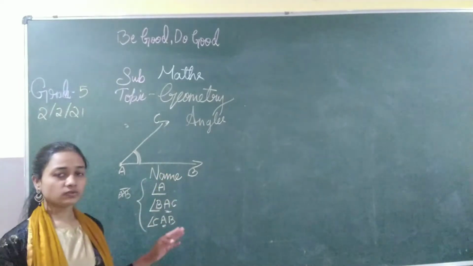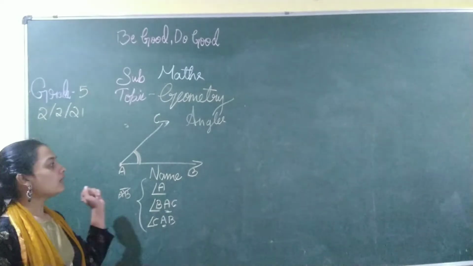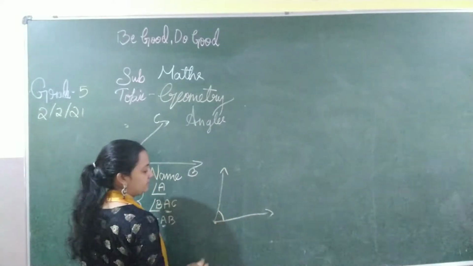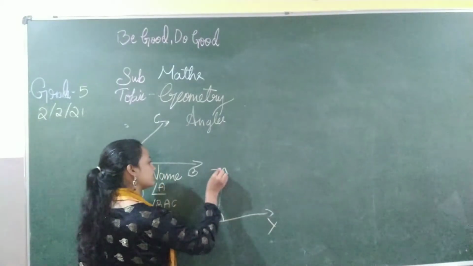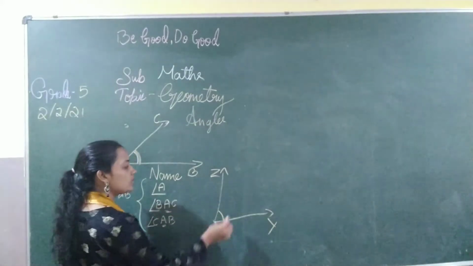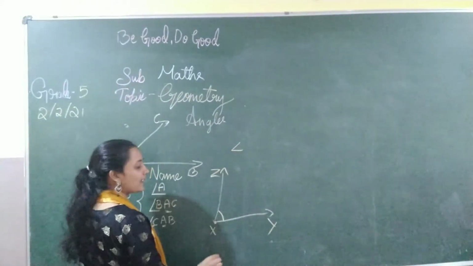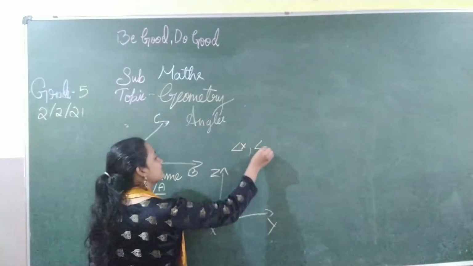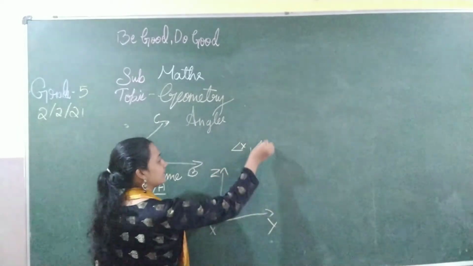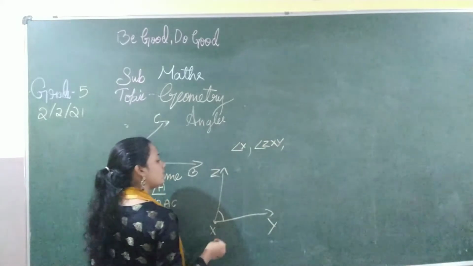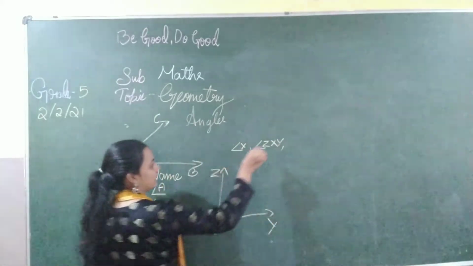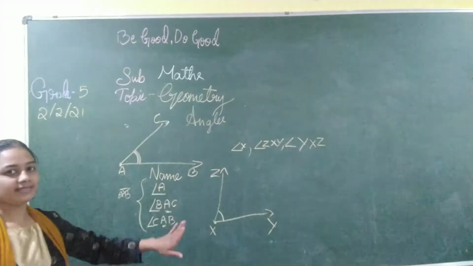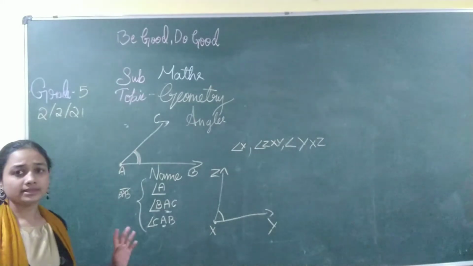So now you have understood how to write the name of the angle. Now let's try one more. I have an angle here and I name it XYZ. So how will I write it? Angle X, because the angle is formed at X. Or I write angle ZXY, or I can also write angle YXZ. This is how you write the names of the angle. Now you know how to write the names of the angle.